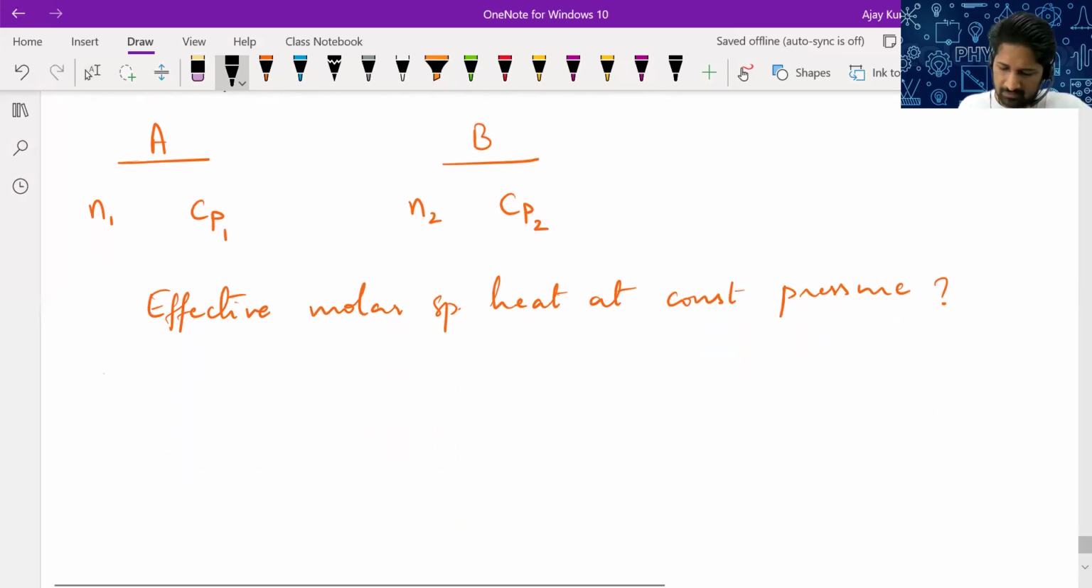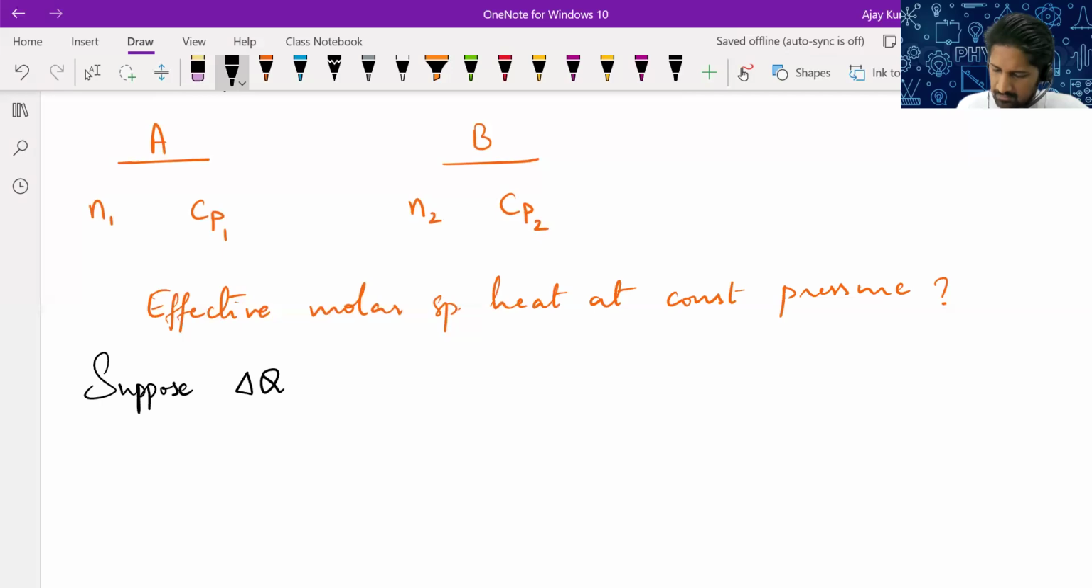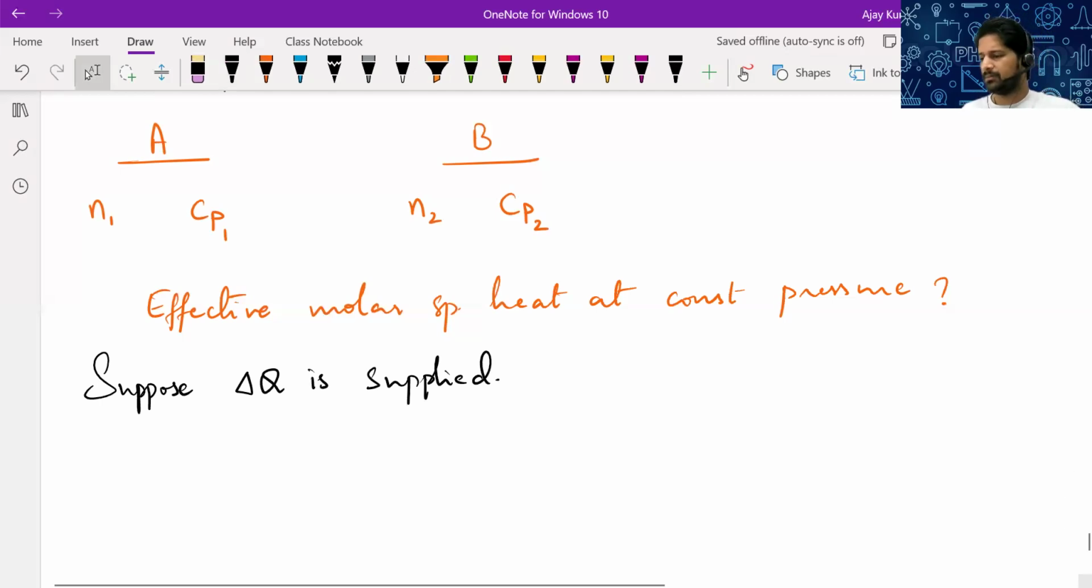Suppose heat supplied is delta Q. Now, some part of that heat will be taken by the first gas, some part of heat will be taken by the second gas, but the gases are put together, no? So, their temperatures will have to be equal. Initially, both gases will be at one temperature. Finally, also both gases will be at one common temperature itself. Temperature change will happen.